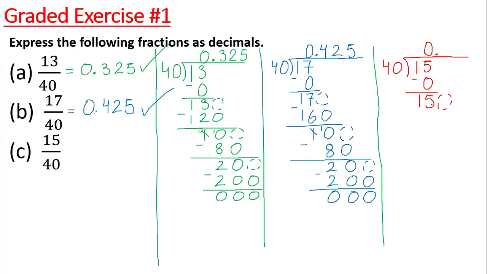How many times does 40 go into 150? 3 times. 40 times 3 is 120. So we have 150 minus 120. 0 minus 0 is 0. 5 minus 2 is 3. 1 minus 1 is 0. This is going to be what? 7? Yes, because we can put another 0, which gives us 300. 40 times 7 is going to be what?